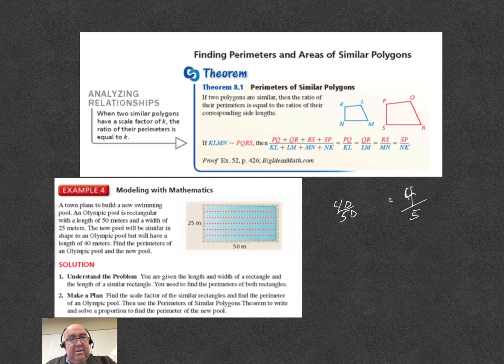If I add up the sides of the Olympic swimming pool, 2 times the length and 2 times the width, I get 150 for its perimeter. I multiply that by 4/5, and I'm going to get the smaller swimming pool that the city wants to build. It's going to have a perimeter of 120 with side lengths of 40 and 20 and 40 and 20.